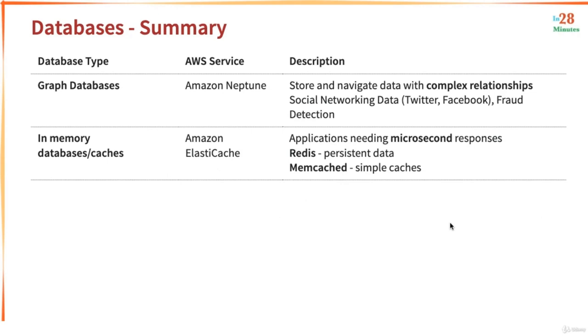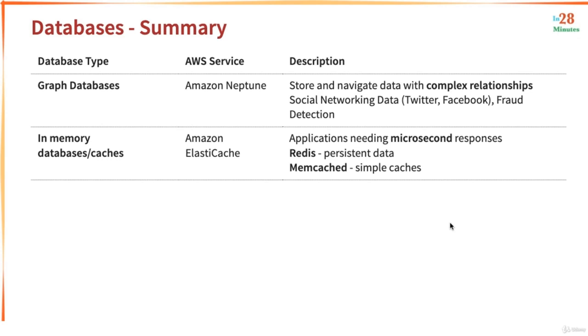The next category of databases is graph databases. These are used when you have data with a lot of complex relationships. For example, social networking, or if you want to do fraud detection, you want to see the network of transactions which has happened. And in those kinds of scenarios, you would go for the AWS service Amazon Neptune.